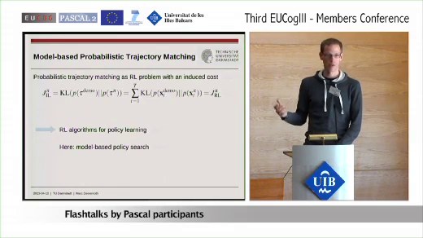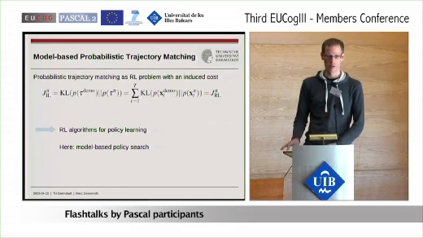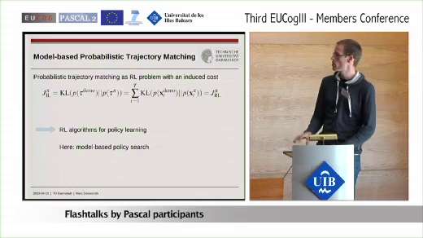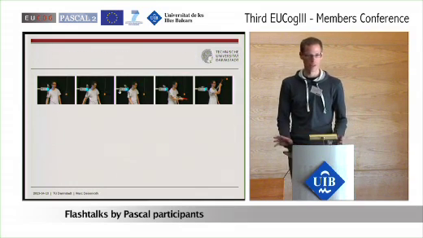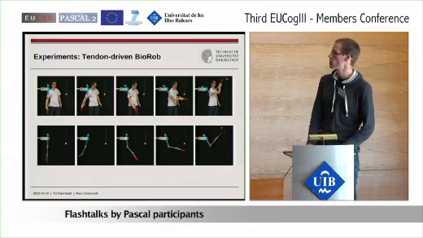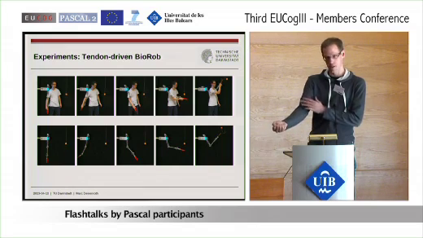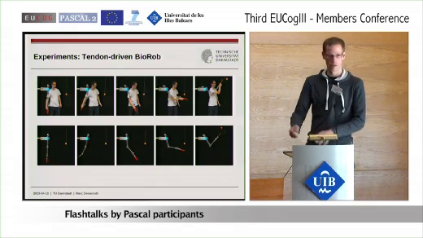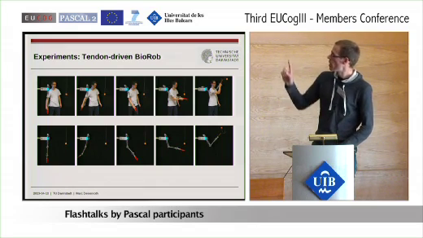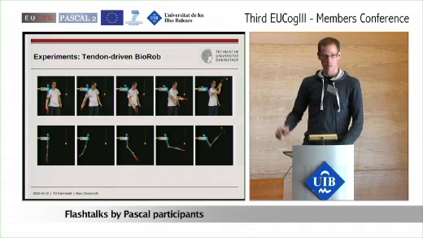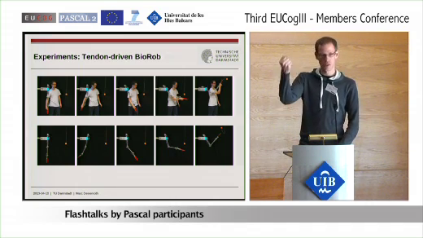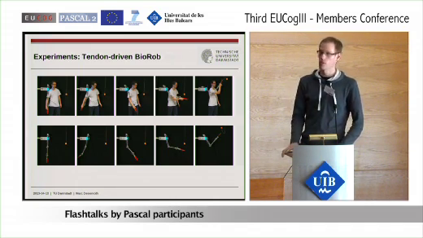In this case, we use a model-based policy search method to solve this imitation learning problem indirectly by reinforcement learning. And we applied this to table tennis hitting movements. We have a tendon-driven robot, a robot arm that is driven by tendons and has a lot of springs. It's really nasty to model. But we have a demonstrator who demonstrates how to hit a table tennis ball in this setup.